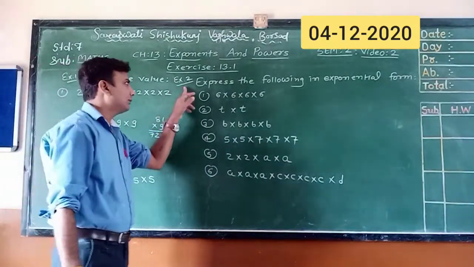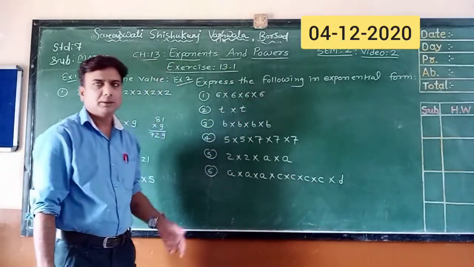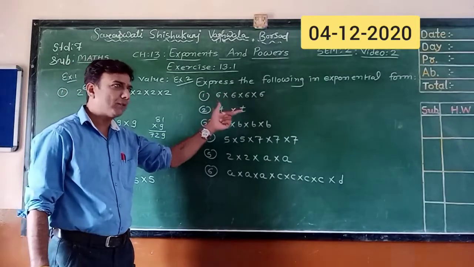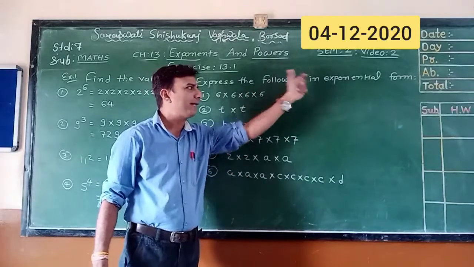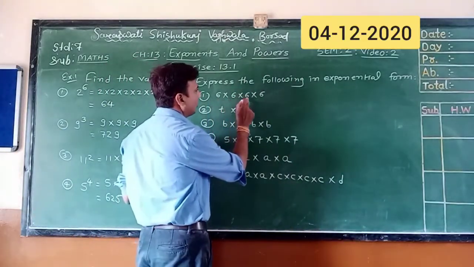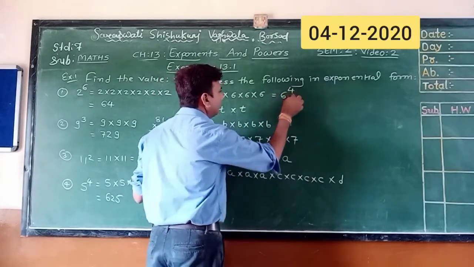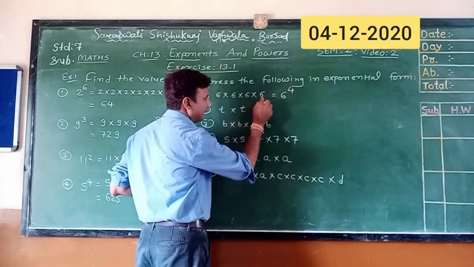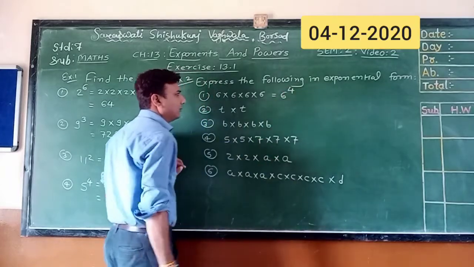Now, sum number 2. Express the following in exponential form. See, the expanded form is given, and we have to convert this expanded form into exponential form. For that, 1, 2, 3, 4: 6 came 4 times, so we can write 6 raised to 4. 6 multiply 6 multiply 6 multiply 6, so in exponential form we write 6 raised to 4.